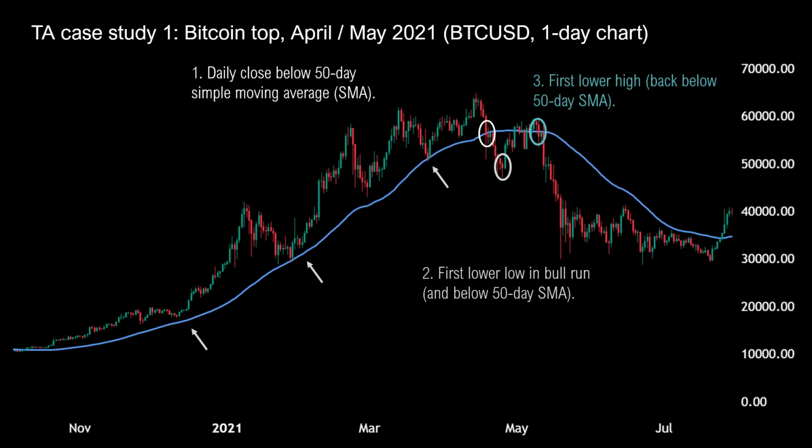And that's exactly what happened over here in May. The price made a lower high and also dipped back below the 50-day SMA again. The slope of the SMA started to flatten out too. These 3 warning signs would have been enough for a focused technical analyst to consider selling their Bitcoin and wait for prices to go lower, which they certainly did as Bitcoin dropped all the way down to about $30,000 over the next couple of weeks.